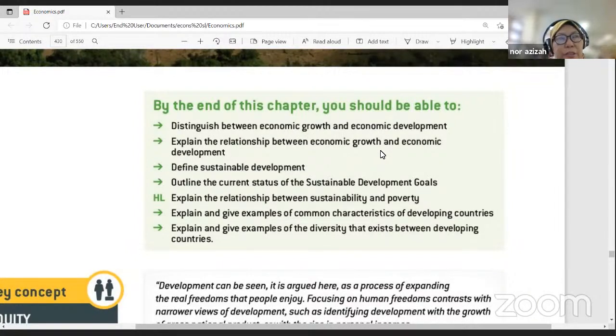Bear in mind, in the old syllabus, economic development is a topic on its own, but in the new syllabus, they combine international trade and economic development as one. They call it global. So the first thing is that we have economic growth and economic development.